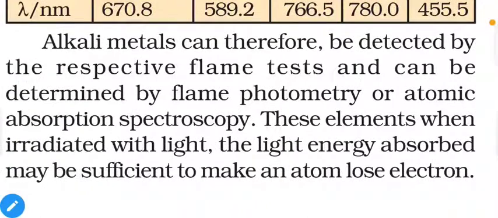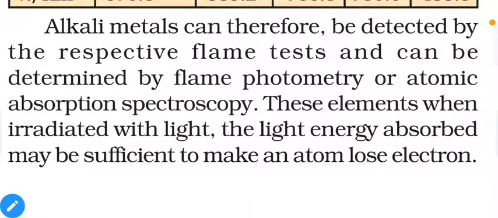So alkali metals can therefore be detected by the respective flame test and can be determined by flame photometry or atomic absorption spectroscopy. So flame photometry uses the same principle. From the color of the flame we can identify the unknown sample. And atomic absorption spectroscopy is already discussed in the structure of atom unit. In that unit, we discovered that when we impart white light on substances, they will absorb some of the radiation or some of the wavelengths from it.